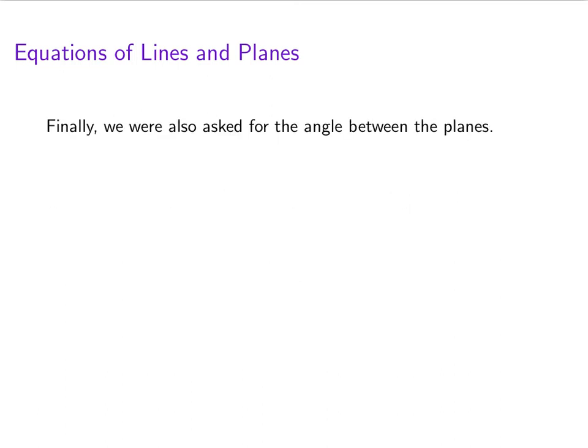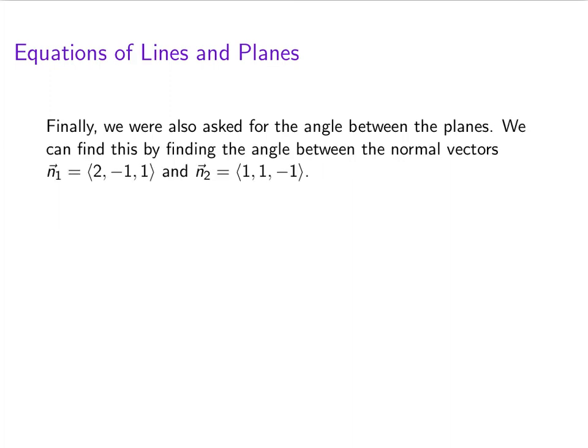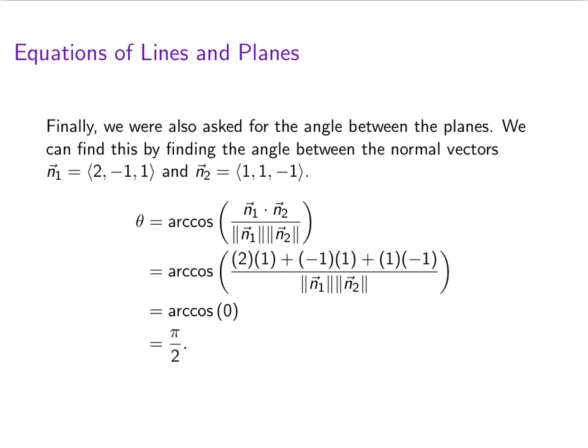And the last thing we were asked for is the angle between the planes. What we can do is find the angle between the normal vectors. So we'll use our dot product formula to compute the angle between the two vectors. So theta is inverse cosine of n1 dot n2 divided by the lengths of n1 times n2. And if we work all this out, we end up with arc cosine of 0, which is pi over 2. And that tells us that these planes are actually orthogonal. The angle between them is a right angle.